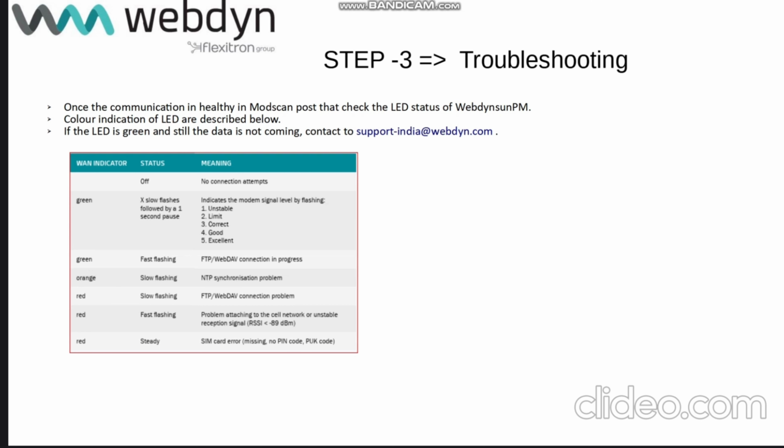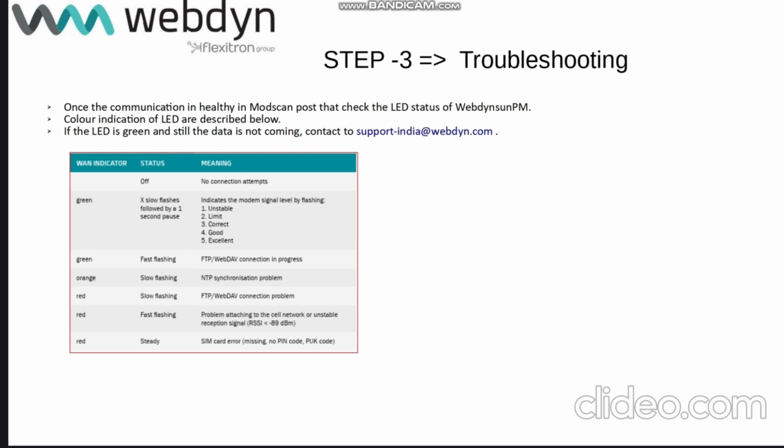So what you have to do firstly is always observe immediately the LED status. What kind of LED color is it, under what name, and what is their status. So the chart here, the screenshot, as you can see, explains about the specific LED which is under WAN, wireless area network. If it is green and flashing normally, it indicates the modem signal level is good. So you see X slow flashes followed by a 1 second pause, it's okay. But if it is off, it's no connection attempts.